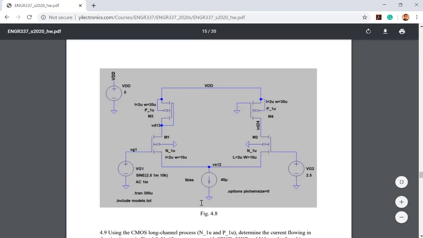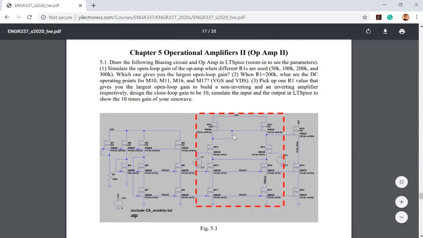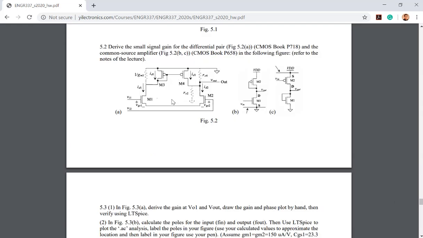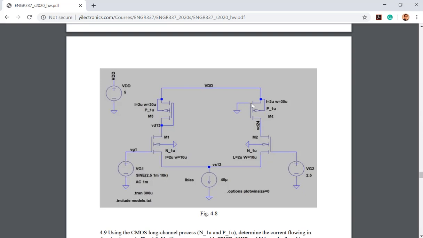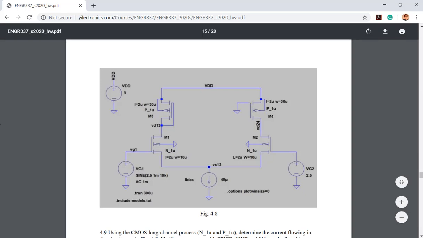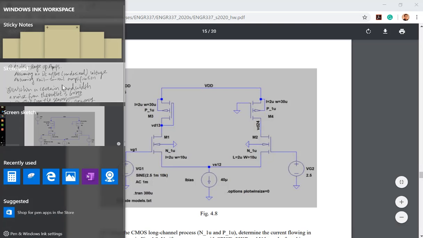differential pair. It can be this one, or it can be something like this. So if you have this gate shorted to the ground, then this transistor will be in the triode region, which means the resistance will be low. And if you have an output over here, and if you draw a small signal model, let me show you really quick on the paper.